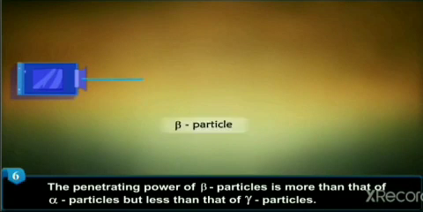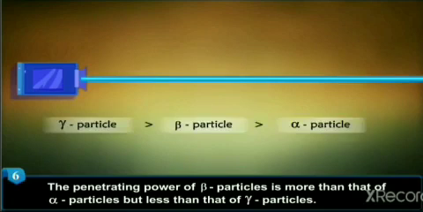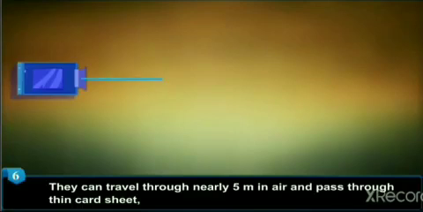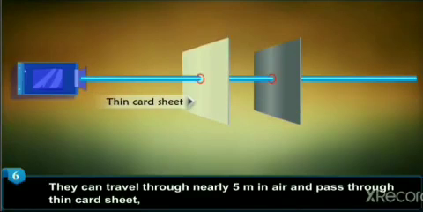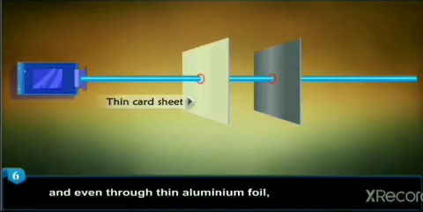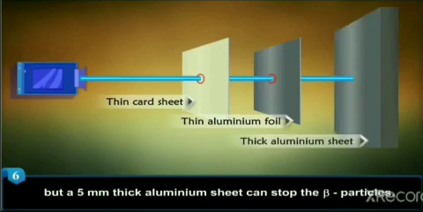6. The penetrating power of beta particles is more than that of alpha particles, but less than that of gamma radiation. They can travel through nearly 5 meters in air and pass through thin card sheet and even through thin aluminium foil, but a 5 millimeter thick aluminium sheet can stop the beta particles.